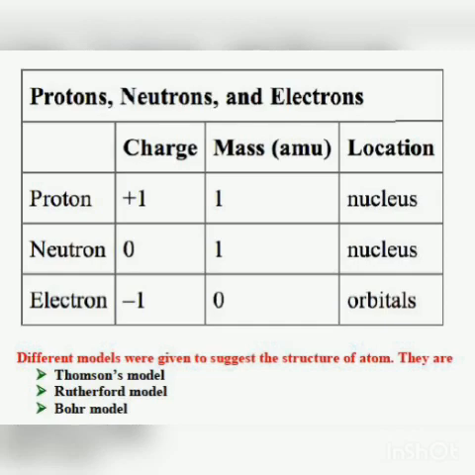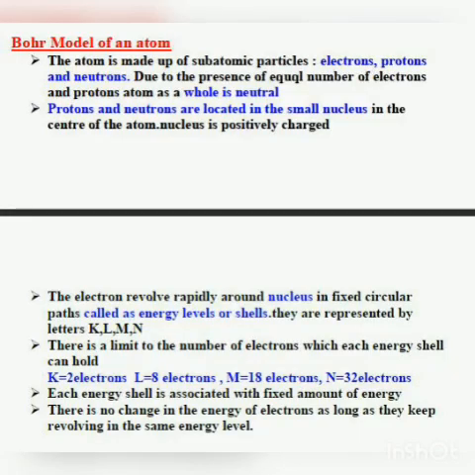In this model, all the drawbacks of Thomson's model were removed. But again, in this model, there were a few drawbacks which Rutherford could not explain. Then another model was given by Bohr. The name of the scientist is Bohr and it's called Bohr's model. In the Bohr model, the drawbacks of Rutherford model were removed. So the present model of the arrangement of subatomic particles in atom is Bohr's model. Okay, Bohr's model of an atom.